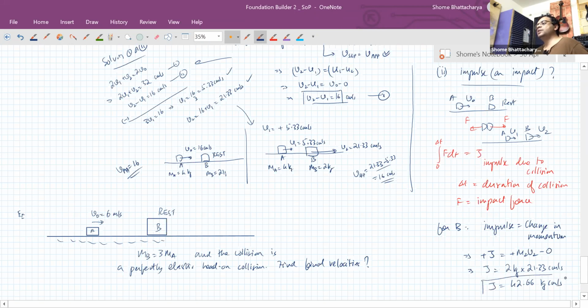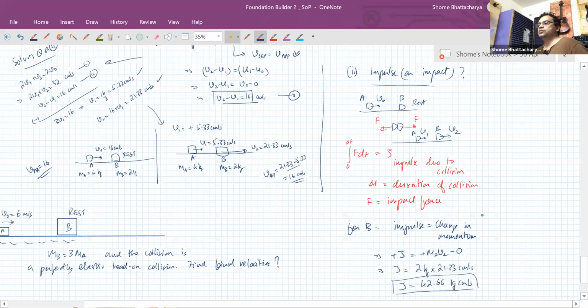Now you'll see that if you apply the same theorem on A, you will get the same magnitude of impulse. But on A, you have to understand that the direction of impulse is opposite. So if you apply the impulse momentum theorem for the particle A now, in which direction does the impulse act? It acts in the negative direction. So that should be equal to the change in momentum. The final momentum is ma into v1. The initial momentum was ma into v0. So minus j is equal to ma into (v1 minus v0). Therefore j is equal to mass of A into (v0 minus v1).